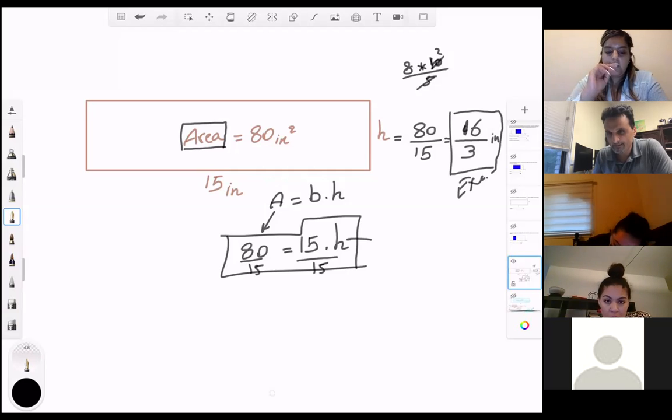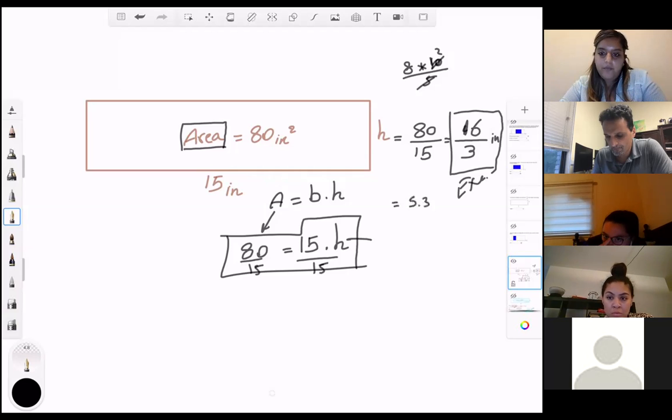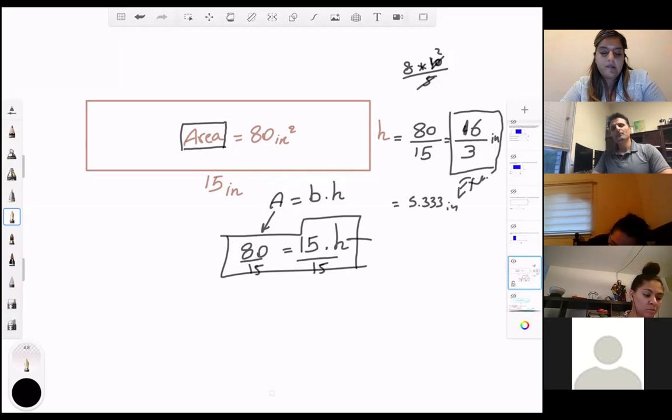Manipur, what did you get? 5.33. So whatever decimal they're asking us. Good. So that's the idea. For the homework that I extended tonight, most of them are like this.